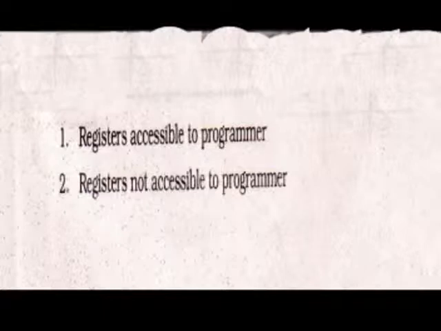What are the registers available in 8085? These registers can be classified as 1: registers accessible to user. User means the programmer, it is you. You can put data in these registers, take out data, that is, data handling can be done using these registers. The second type is registers not accessible to user.